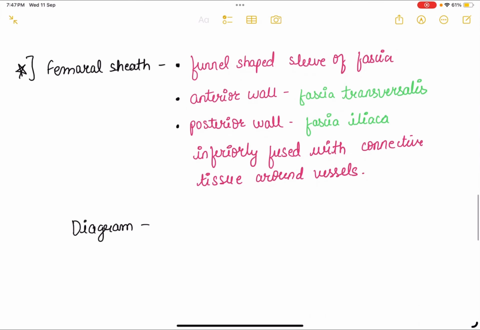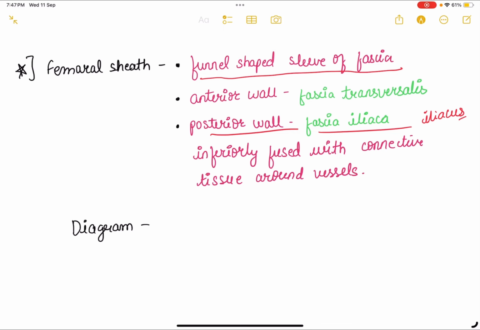So now I will explain to you the femoral sheath in a bit of detail. So what is the definition of the femoral sheath? It is nothing but a funnel shaped sleeve of fascia. Now how is it formed? Basically it consists of an anterior wall and a posterior wall. The anterior wall is formed by continuation of the fascia of the abdomen, which is fascia transversalis, while the posterior wall is formed by fascia iliaca. Fascia iliaca is nothing but the fascia which covers the iliacus muscle.